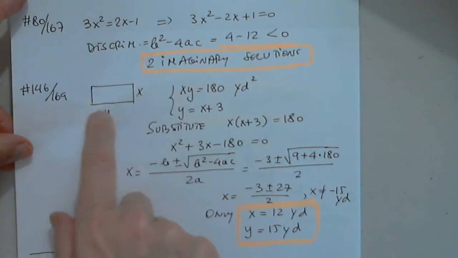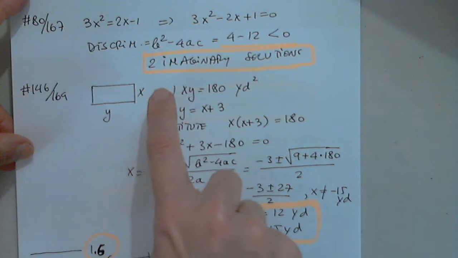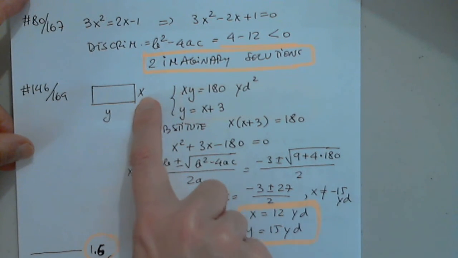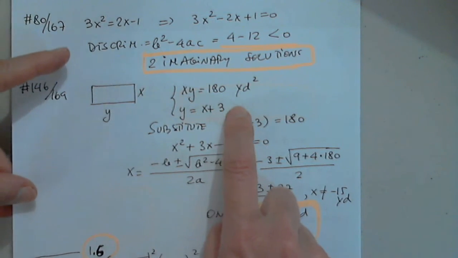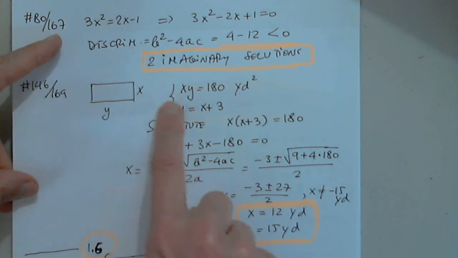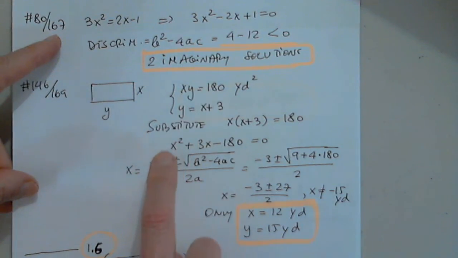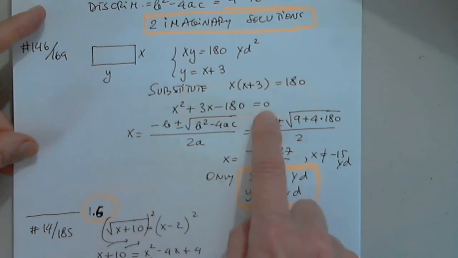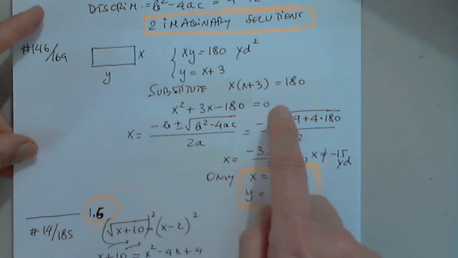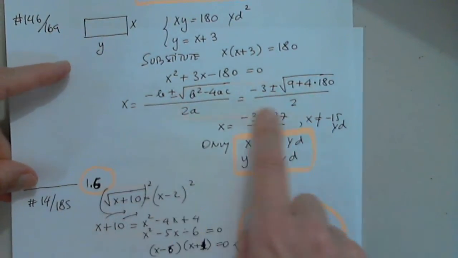Here we're given a garden with the length 3 yards longer than the width and the area of 180. So y equals x plus 3. I replaced it in here. So x times x plus 3 equals 180. I created the equation moving 180 to the other side, set equal to 0, quadratic formula.